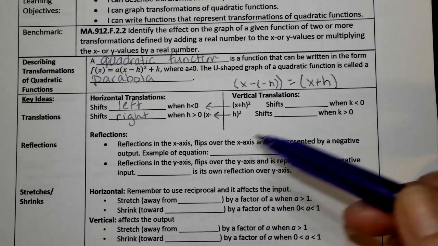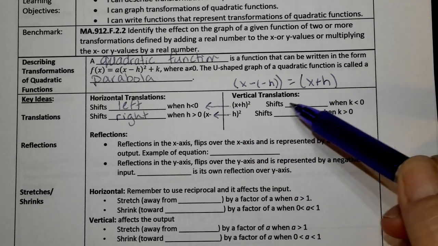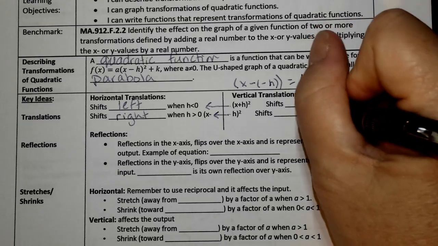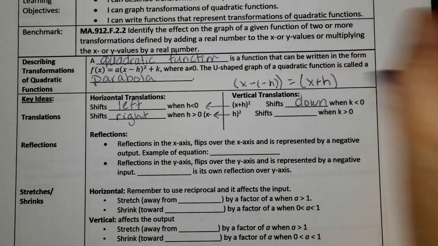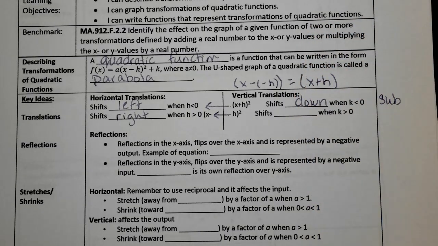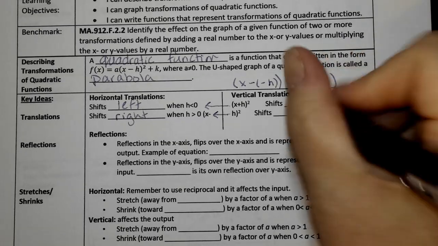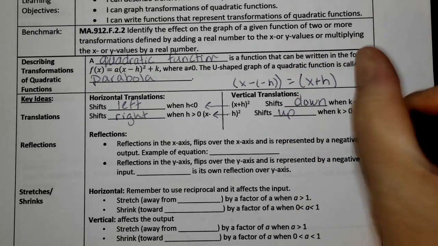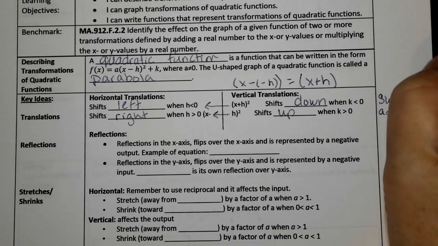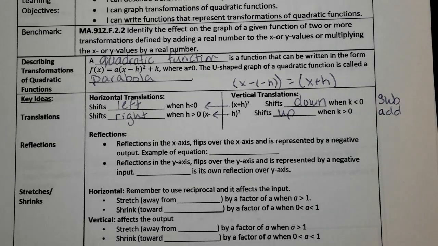Okay, so again, if you've got the copy that doesn't have this fixed, I apologize, but that's where it's supposed to be. Vertical translation, so it shifts down when k is less than 0. So if you want to put subtract next to the side, you can. It shifts up when k is greater than 0. So when you're adding to the function.